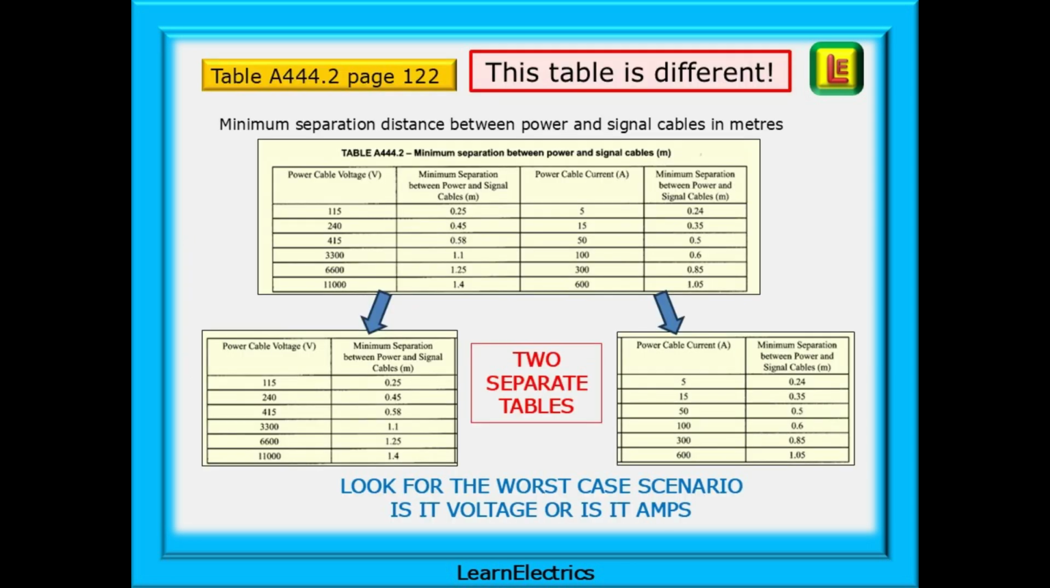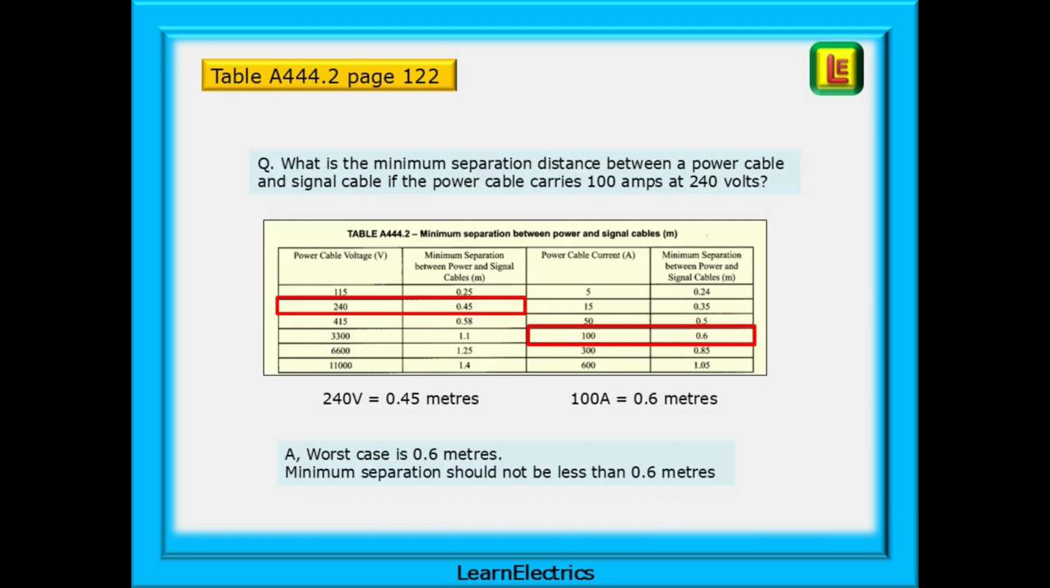This is table A 444.2 on page 122, and this table is different. We should imagine it as 2 separate tables, one table for voltages and another table for amps, and what we do is look for the worst case scenario to find our answer. Try this question. What is the minimum separation distance between a power cable and a signal cable if the power cable carries 100 amps at 240 volts?